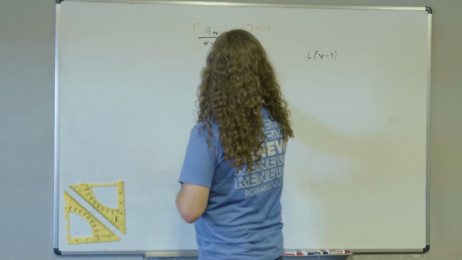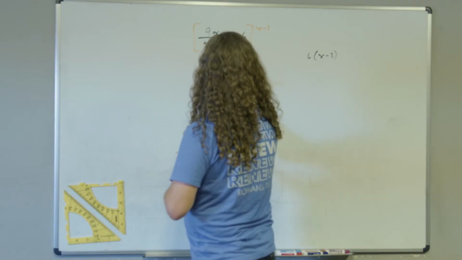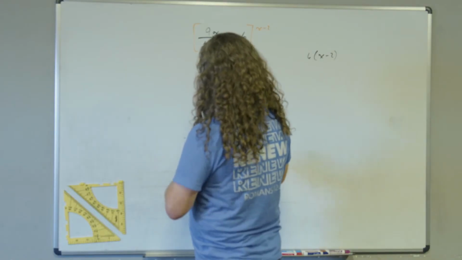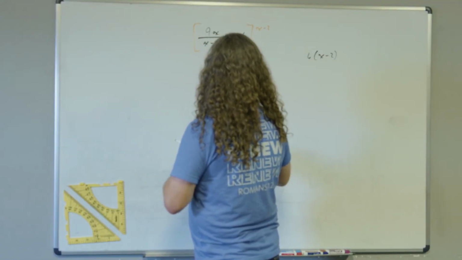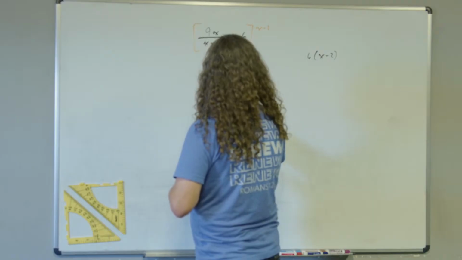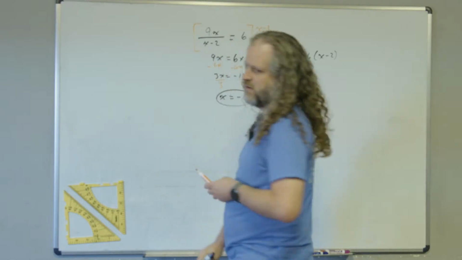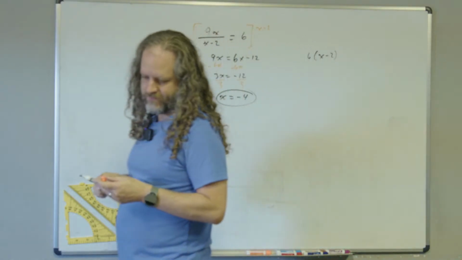We just subtract 6x, and we get 3x equals negative 12. And then we divide by 3, and we get x equals negative 4. Bob's your uncle. Easy money. Problem solved. Great. Let's do another one.